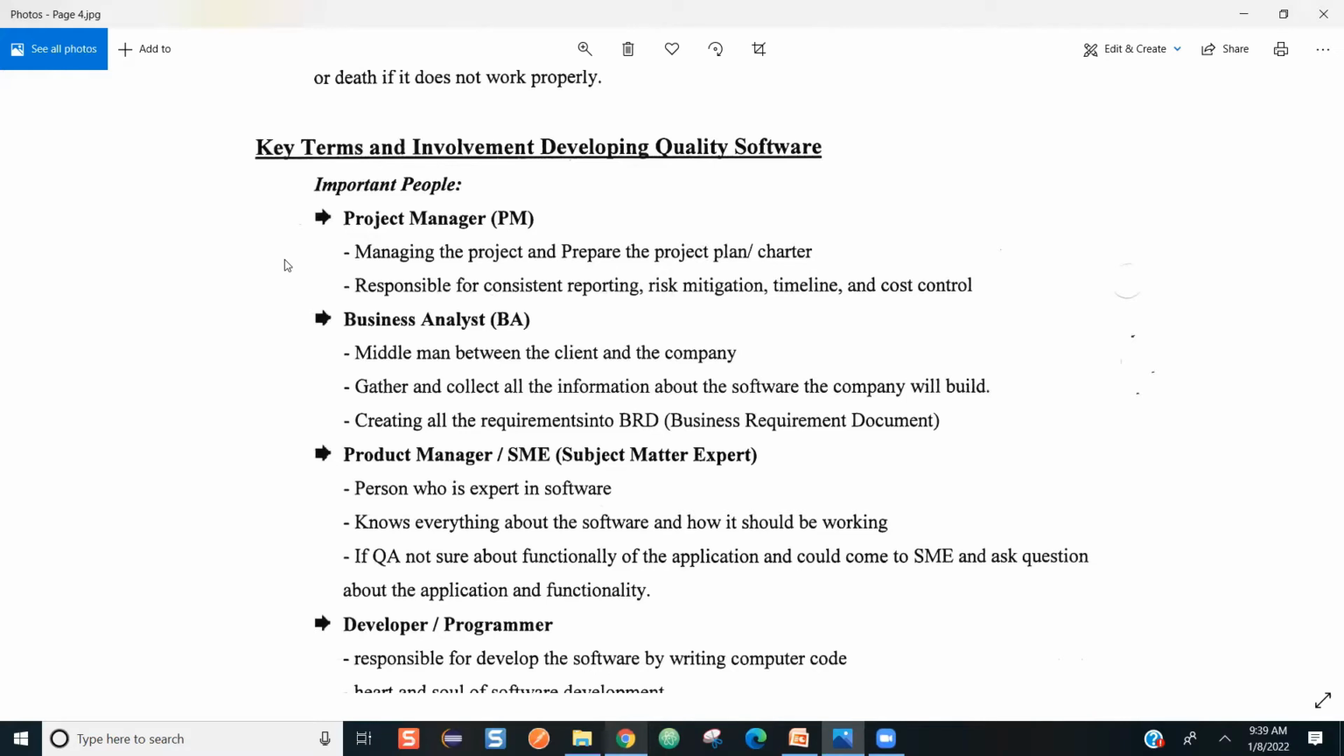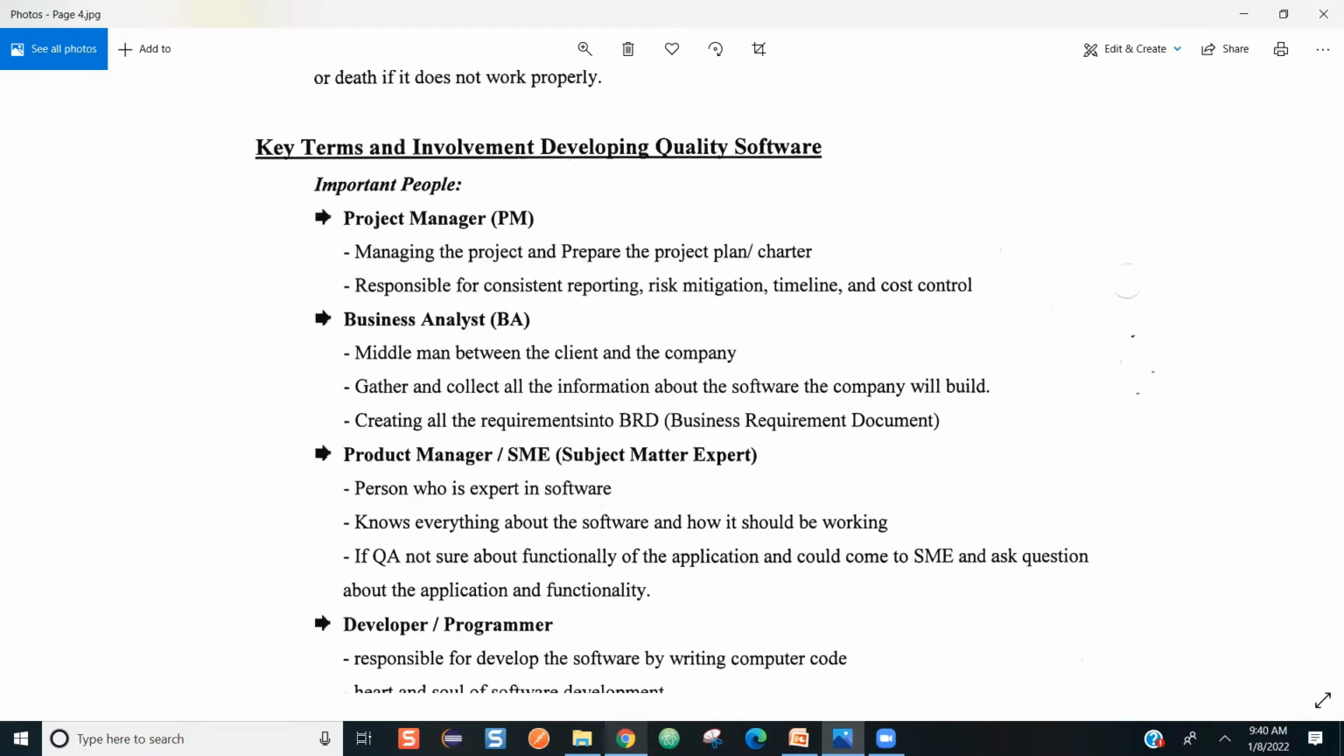There are some key terms in the QA industry, actually, for our interview, and we need to know some basic stuff about the people who are working with us and the key terms for them. For example, PM: no one will say project manager. Everybody in the industry says PM, like, did you get the email from PM? Or BA: did you connect with BA? BA means business analyst.